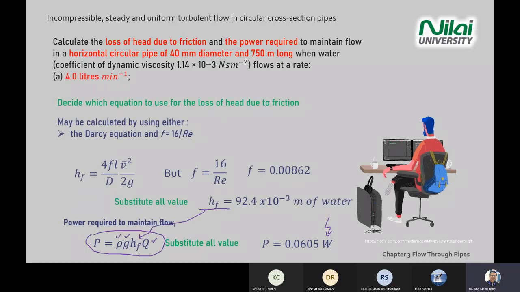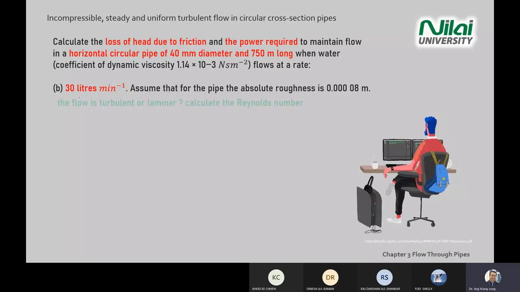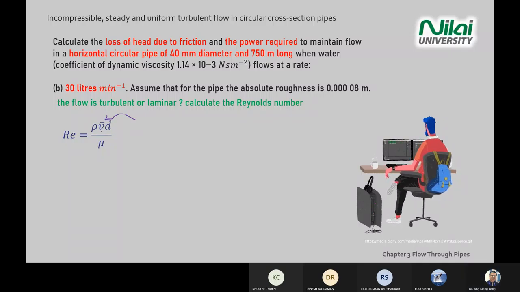So what happens if the Q is reduced to 3 liters per minute? You repeat the same. Calculate the Reynolds number. Just now, how did you get the V? Dinesh, can you explain how you get the V from this question? How do you get the velocity? From the liters per minute.